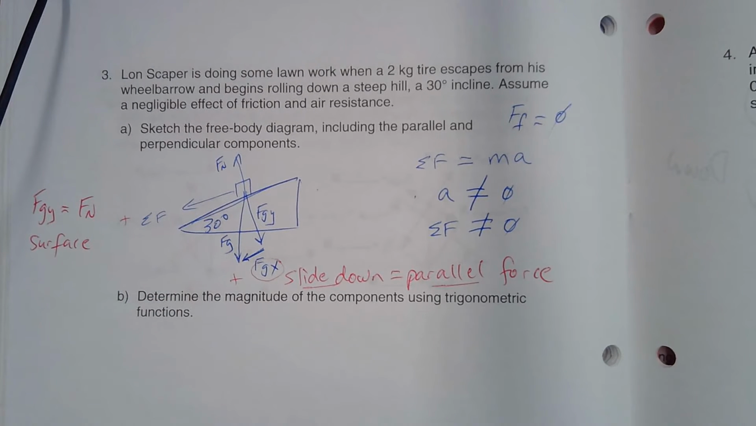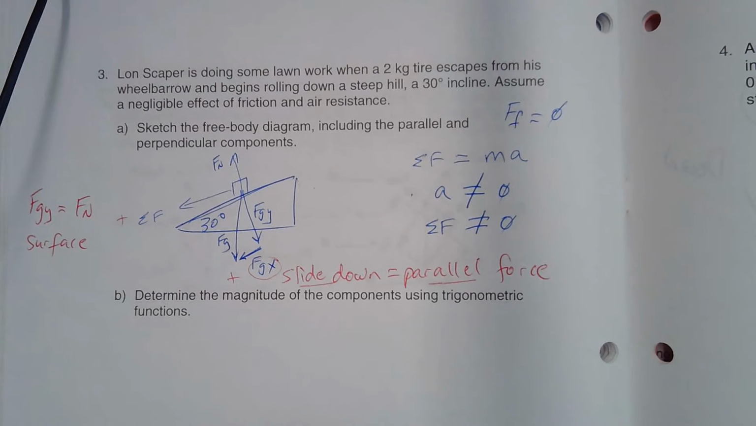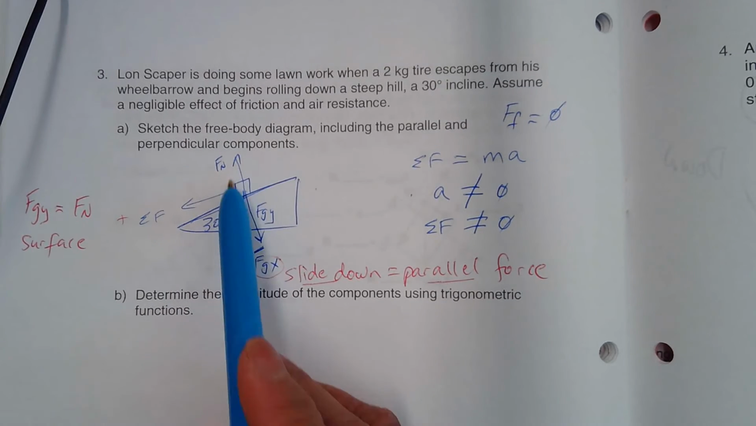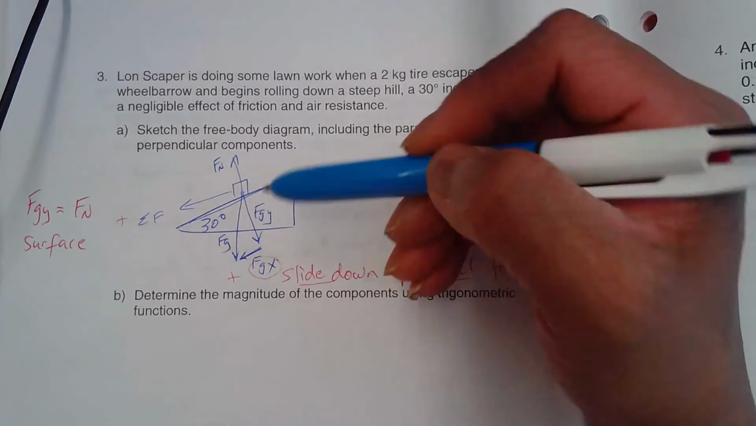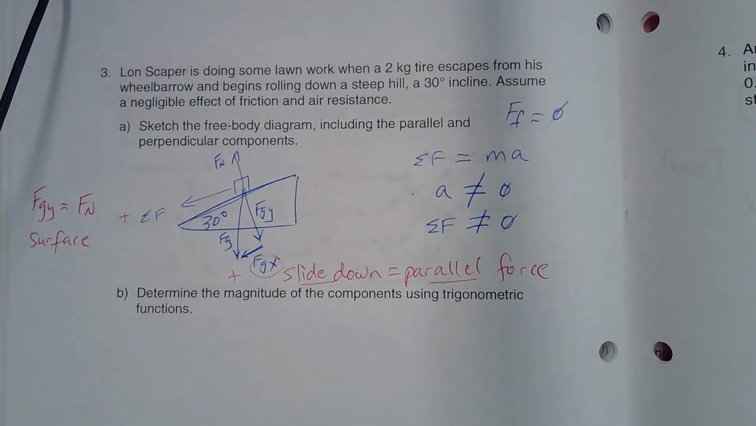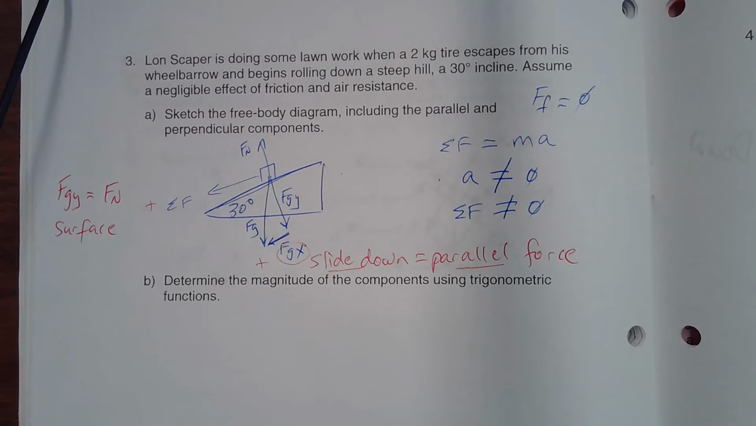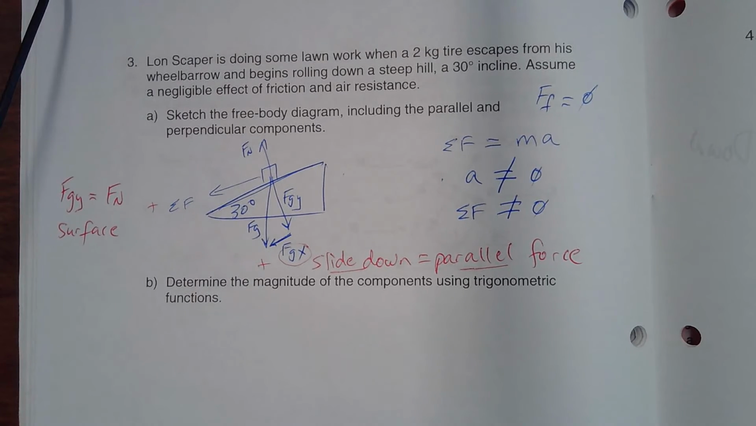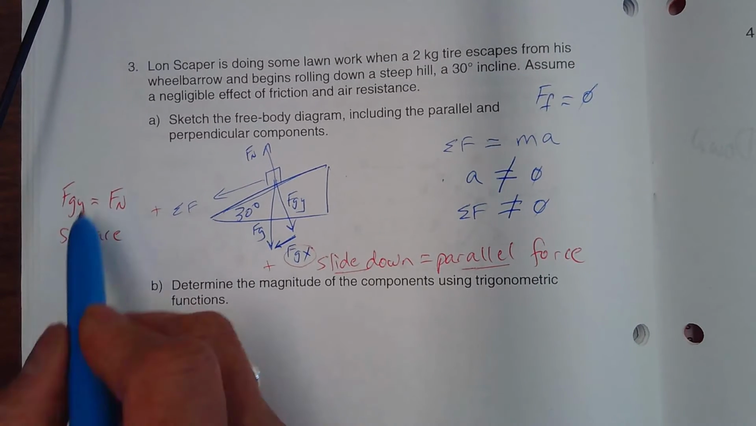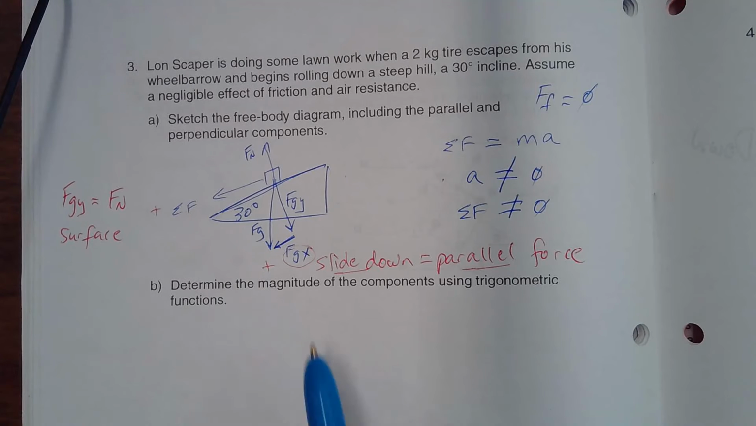The FG of Y is pulling it to balance the F of N, the normal force. See this normal force right here? It is balanced by the FG of Y. The FG of Y is equal in magnitude to the normal force. It is not the same force. It just happens to be the same number. Okay? Just because something is the same number doesn't mean the same force. It's still different.